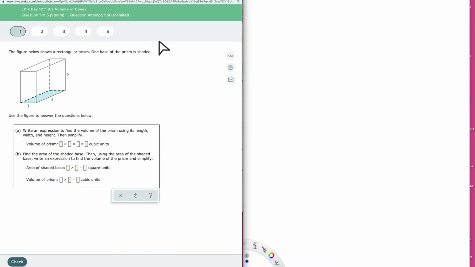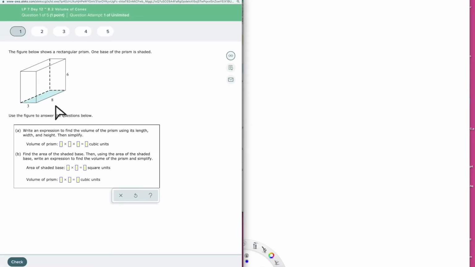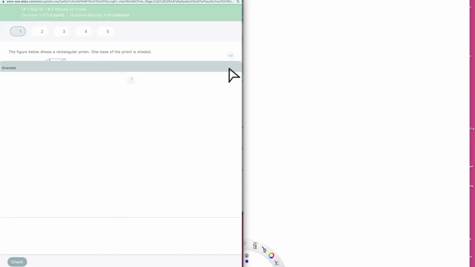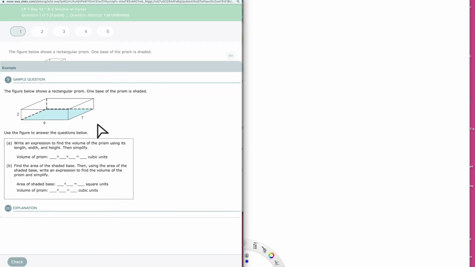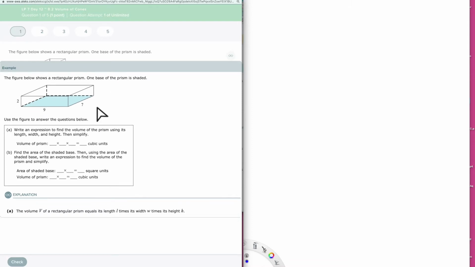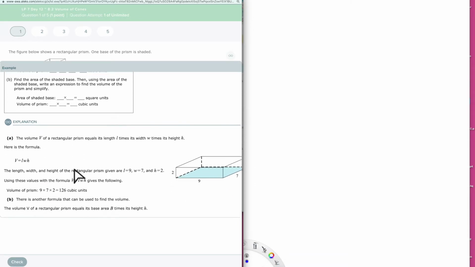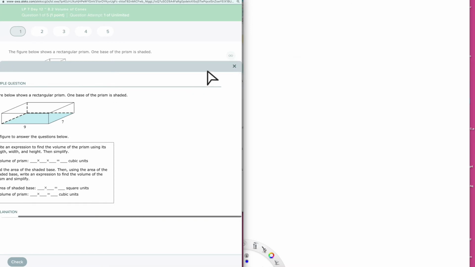All right, over here we have explanation, example, and message center. So explanation tells you you're going to lose your current question attempt because it's going to give you the answer to this question. So it's not going to give you the answer and then let you come type it in. Sorry, not how this works. Example gives you something very similar to what it is we're looking at. So here's just another rectangular prism, which is just a fancy name for a box. And so it has you looking at this in exactly the same way that this problem is having you look at it. So once you're happy with this example, you can close it.